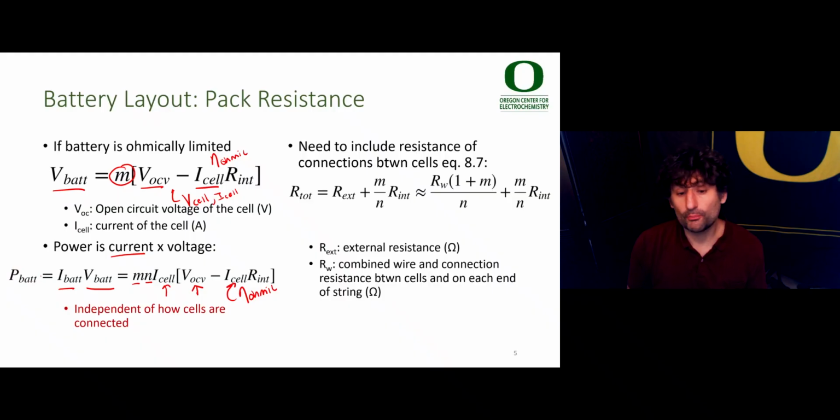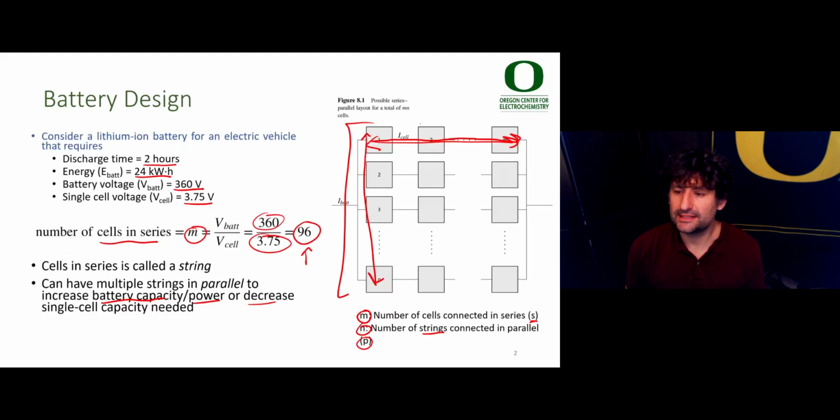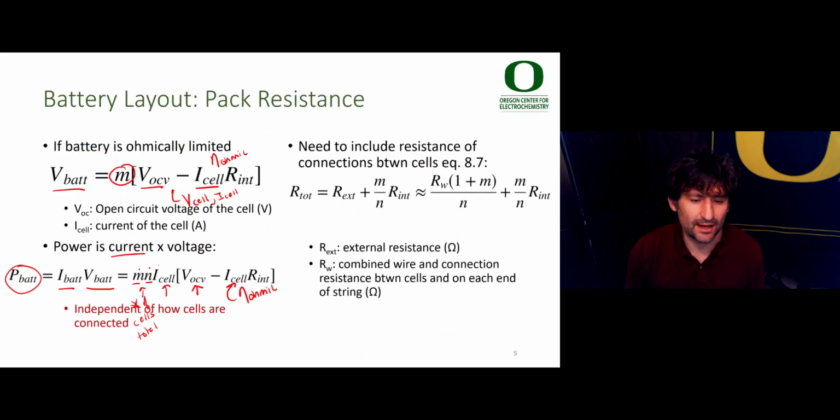So if I want to know the total power of a battery, I just need to take M times N, which is the total number of cells. You can see this by considering the square array of cells here, times the power through an individual cell, which is what I'm drawing a red square around.